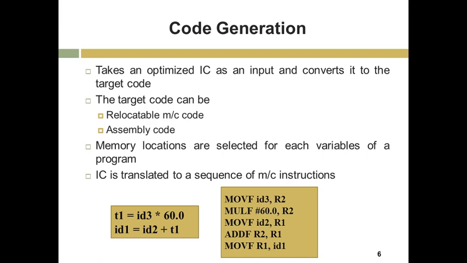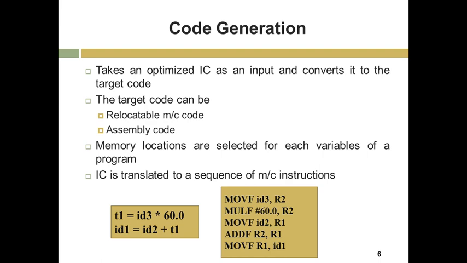MOVF ID3, R2. Here ID3 is the source. In each and every instruction, the first operand is a source and the second operand is a destination. So this will move the value of ID3 into register R2. MULF will multiply the value 60 with the value stored in R2. Here the hash indicates that this is an immediate constant. The F written in each and every instruction indicates that we are dealing with floating point operations.